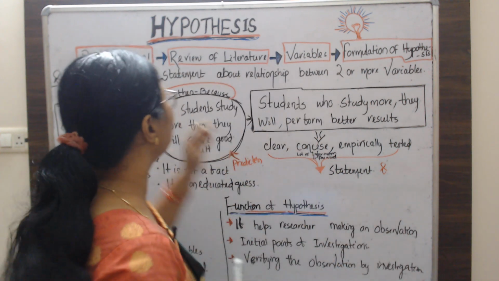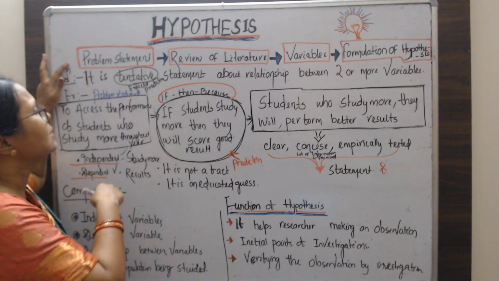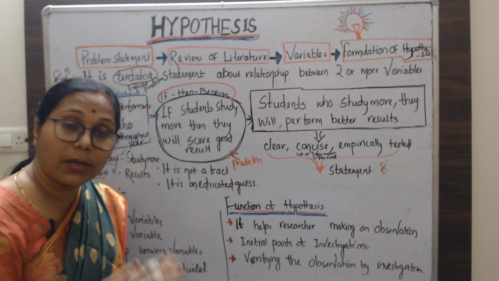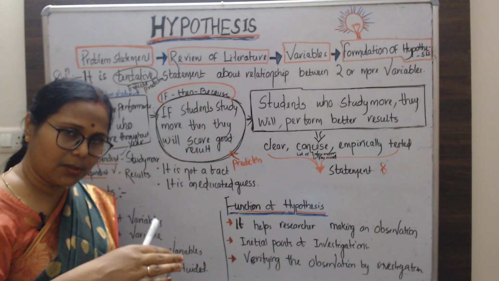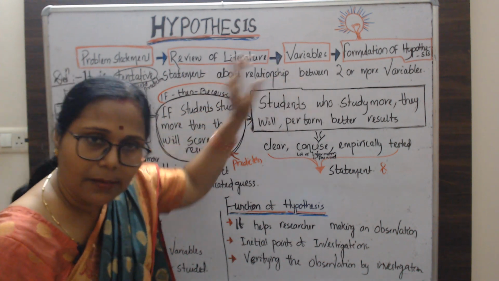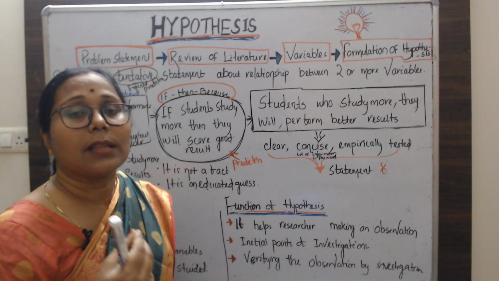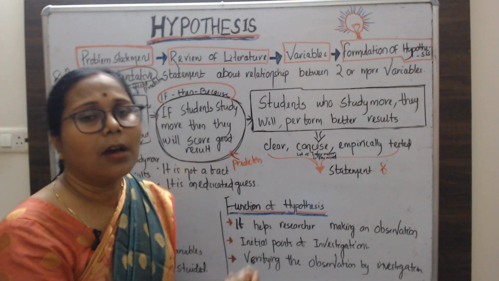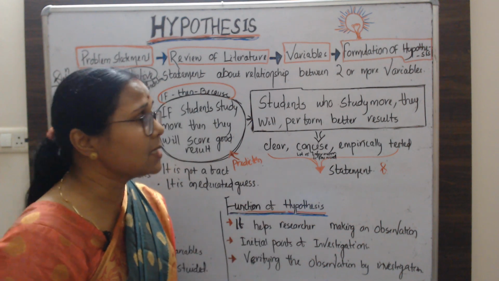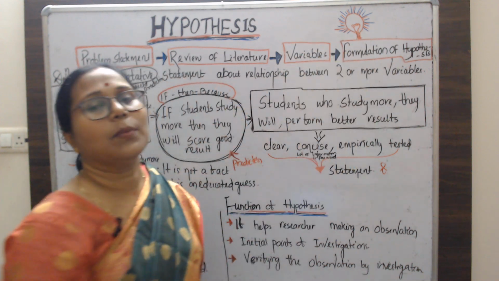So first the researcher finds the problem statement, which is the initial, fundamental step. Next, review of literature, so that duplication of the same topic and the same research will be avoided. Next, the researcher finds the variables: the measurable characteristics or properties of the object which the researcher is going to investigate. And after observing the variables, he formulates a hypothesis.